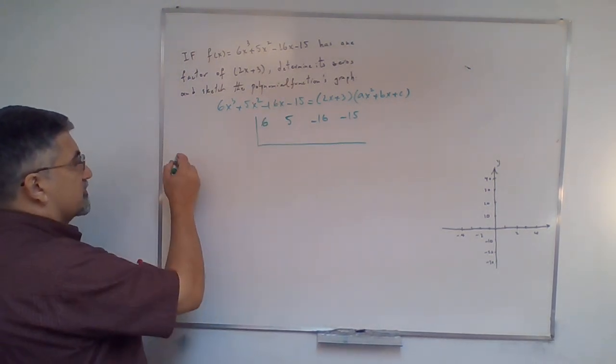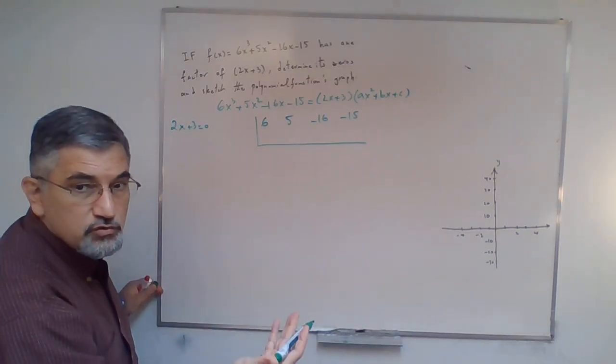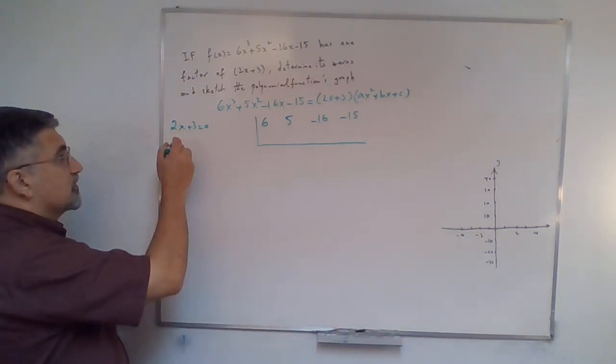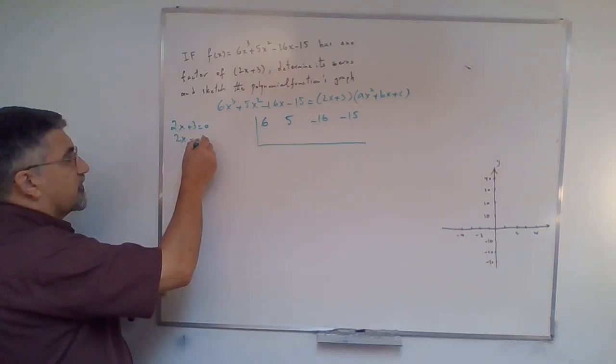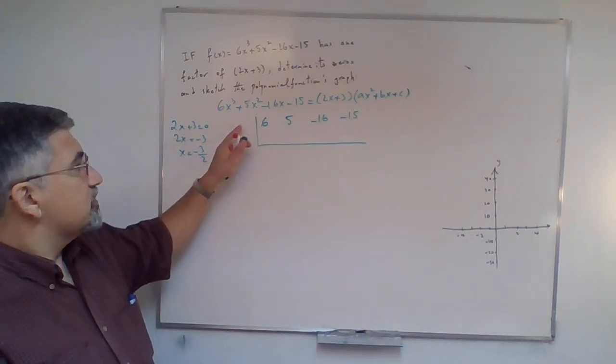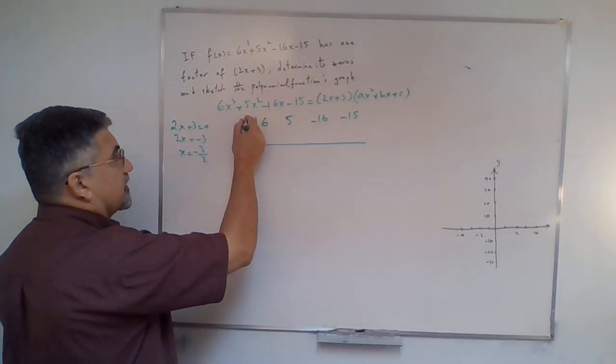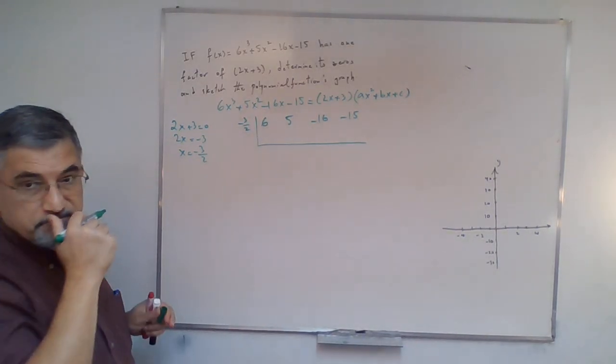What is the divisor? The divisor is 2x plus 3. How do you find its root? Set it equal to 0. If you solve for x, you get negative 3 over 2. So always here, we write the root of the divisor. So I should write here negative 3 over 2.